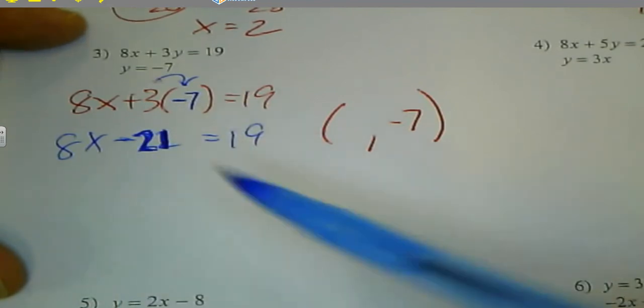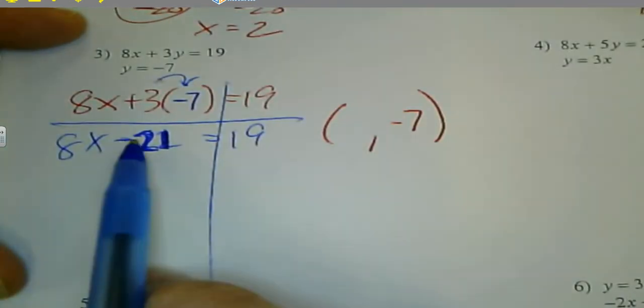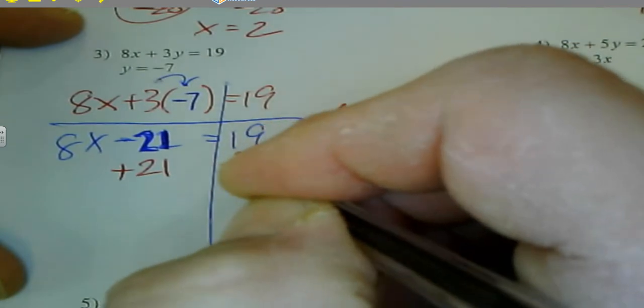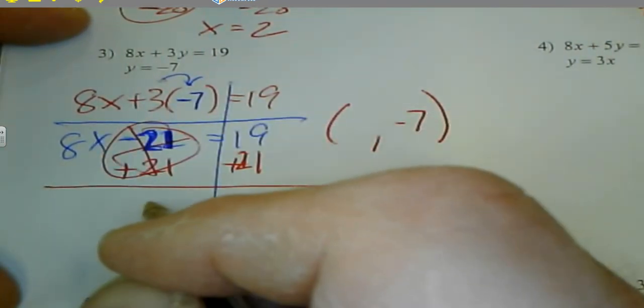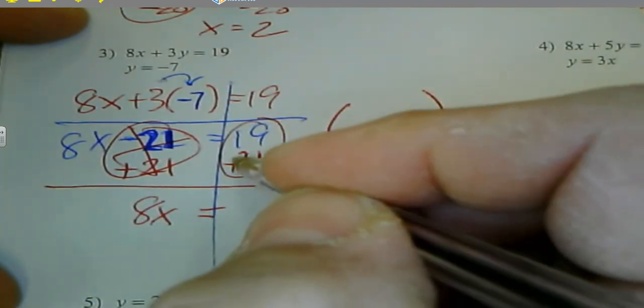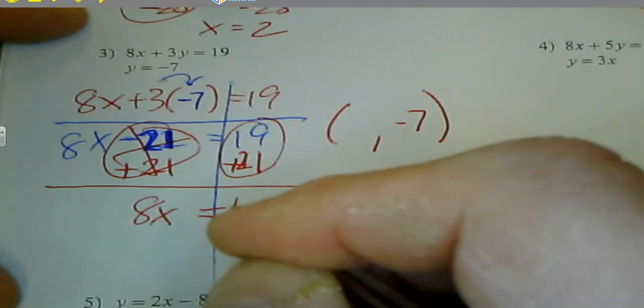There's no extra variable. So the next thing that we need to do is get rid of what's added or subtracted. So it's the 21. So we're going to add 21 to both sides. Now we did it again. To both sides of the equation. Our opposite operations are gone. We're left with 8x equals, and then 19 plus 21 is 40.